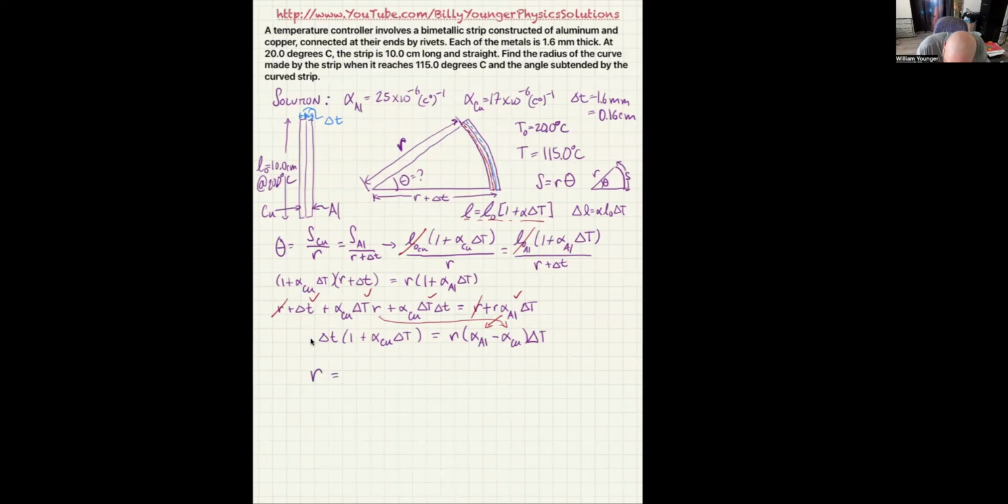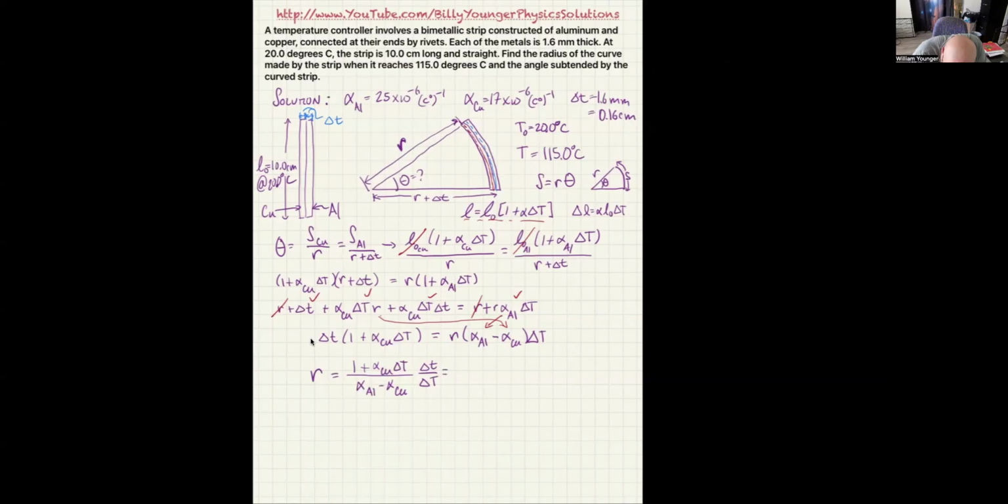So with all that, I should be able to solve this analytically for just the r, and the r should be equal to 1 plus alpha copper delta t over alpha aluminum minus alpha copper. And of course, that all is going to be multiplied by delta t in the bottom. So we're going to have a delta lowercase t on the top and a delta temperature T capital on the bottom. So that should be our whole answer.